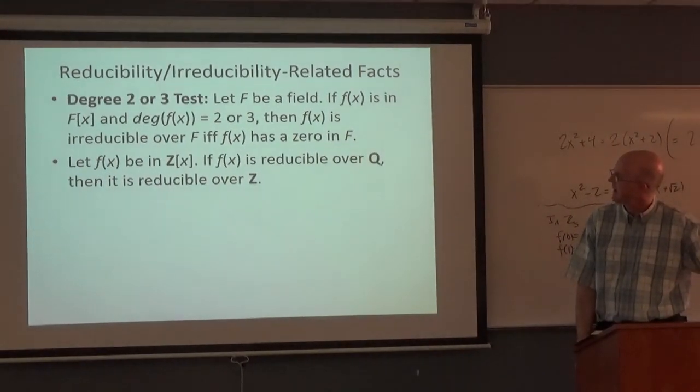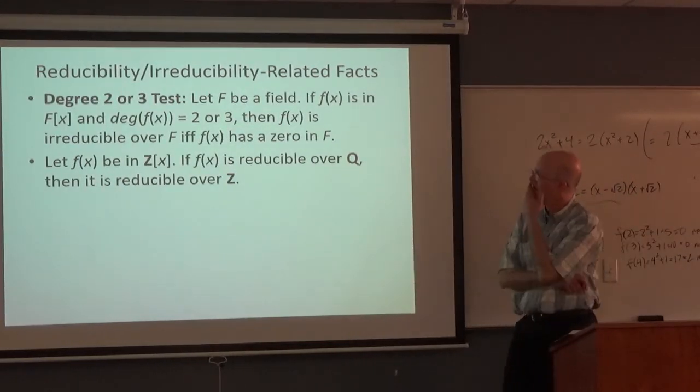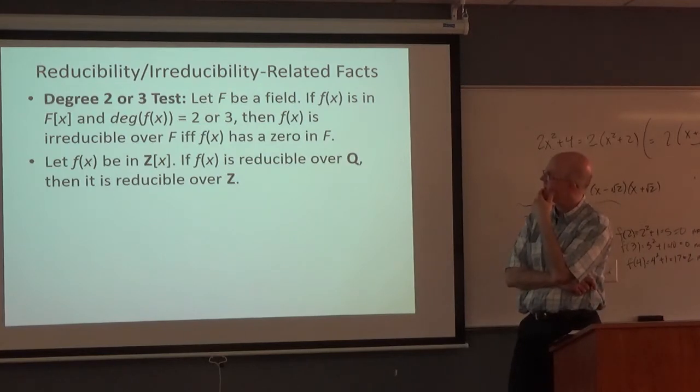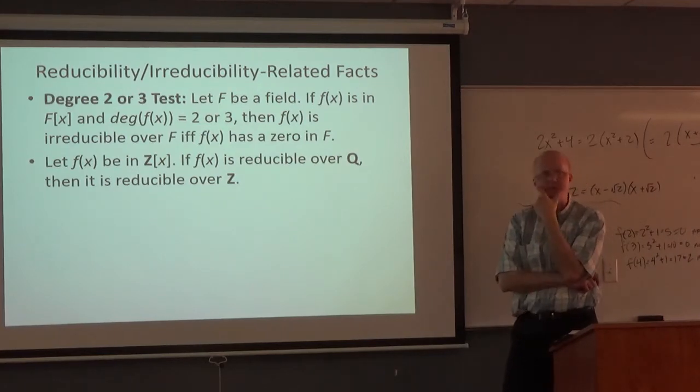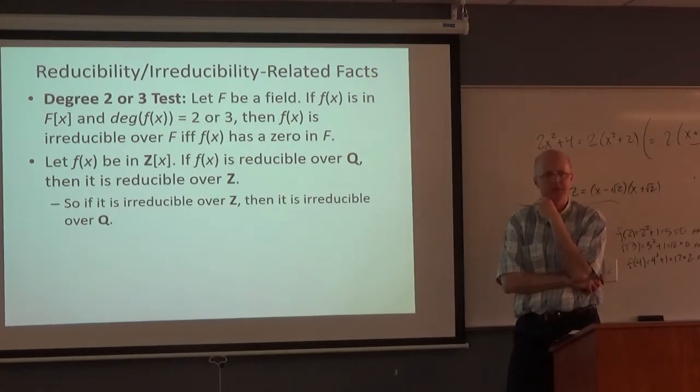Let f be a polynomial with coefficients in Z. If f is reducible over Q, it can be written, since Q is a field, as the product of two polynomials of lower degree with coefficients in Q. It's also reducible over Z. You can actually factor it as a product of things, neither of which is a unit over Z. So maybe more useful is actually the contrapositive of this. If it's irreducible over Z, then it's also irreducible over Q.